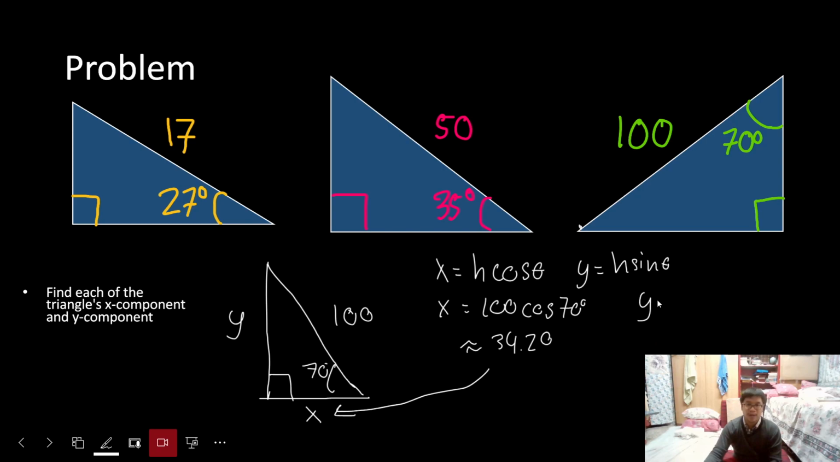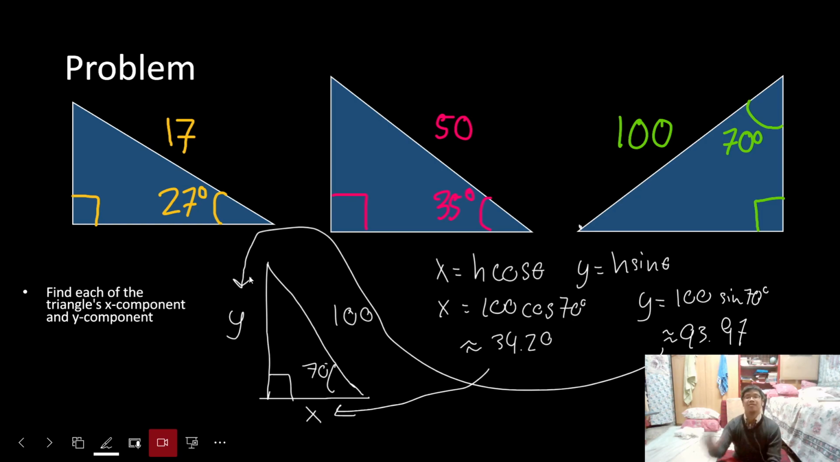Now how about your y? Your y is 100 times sine of 70 degrees. This will be approximately 93.97 units. That is your y. See, this is just the same as x is equal to 100 times cosine of 20 degrees, which is approximately 93.97 units, just the same as our results. They're just the same, you know?